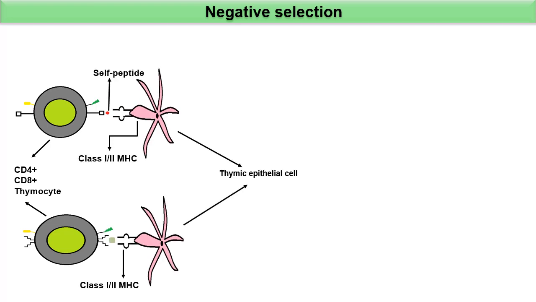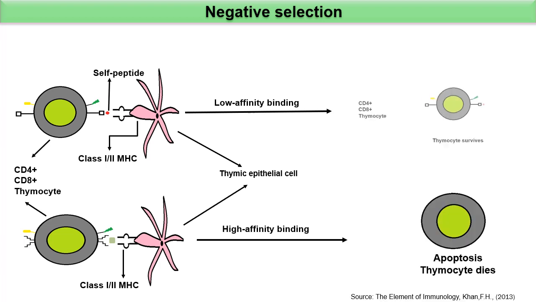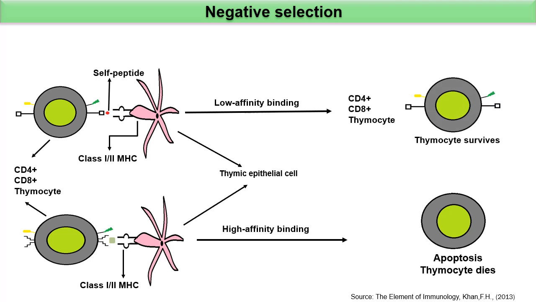Negative selection takes place in the medullary region of the thymus. The medullary dendritic cells and macrophages express class 1 and class 2 MHC molecules with thymocytes. This is the CD4 and CD8 thymocytes exposed with a self-MHC plus self-peptides. This one binds with low affinity and this one binds with high affinity. Negative selection eliminates those T cells that react too strongly with self-MHC plus self-peptides, hence allowing the maturation of T cells which have weak affinity for self-MHC plus self-antigen.